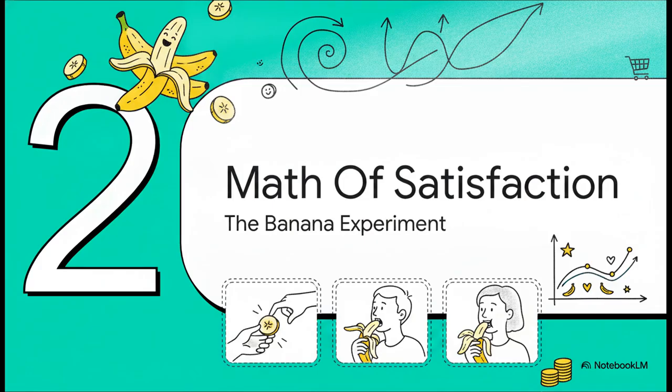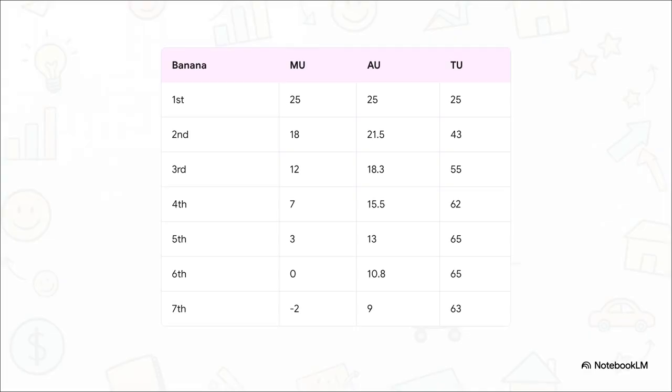Moving on to Section 2, the math of satisfaction, featuring what we'll call the banana experiment. Let's look at exactly how this satisfaction is measured using an everyday scenario. Imagine we're tracking a super hungry shopper eating bananas one by one. As they eat, their overall total utility, that sum of all satisfaction, obviously climbs, going from 25 to 43 up to 65. The average utility just divides that total by the number of bananas eaten.